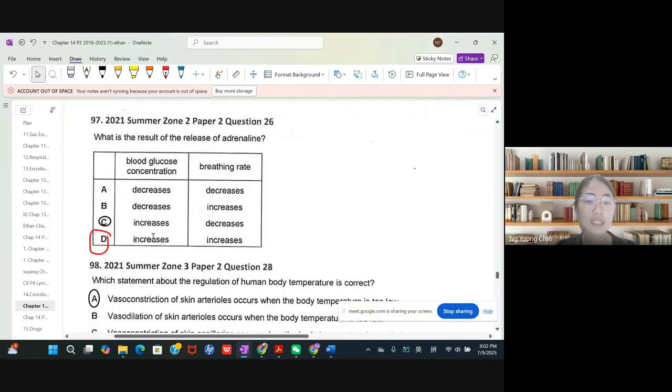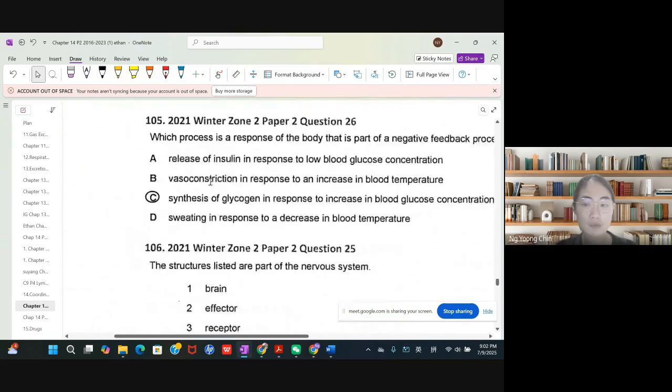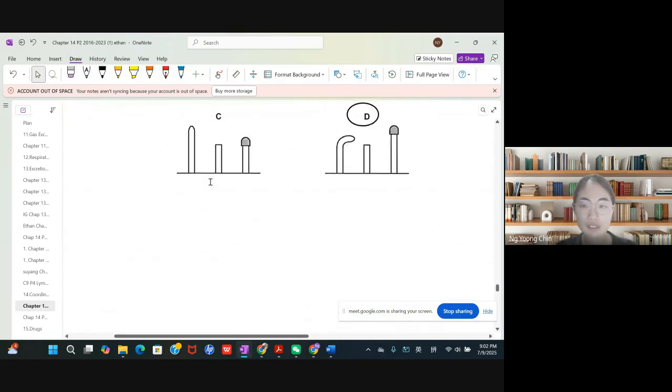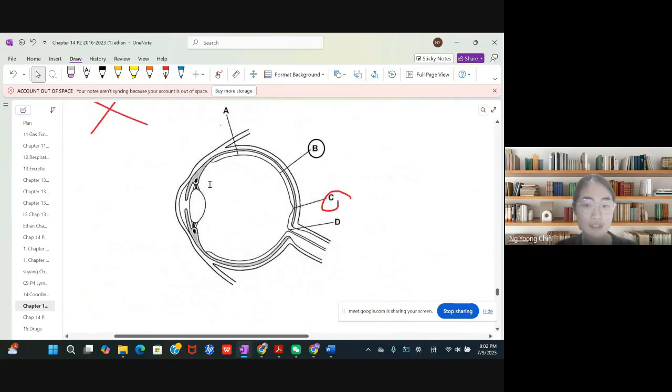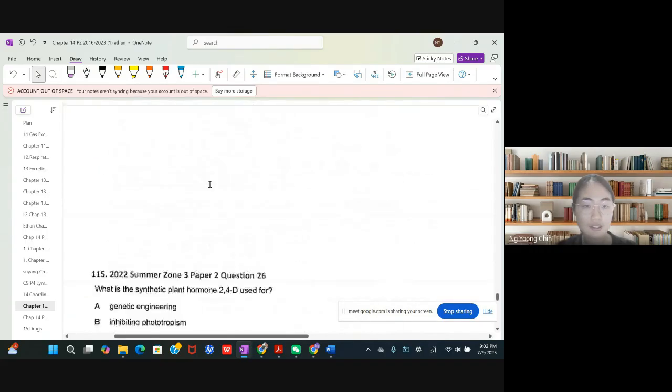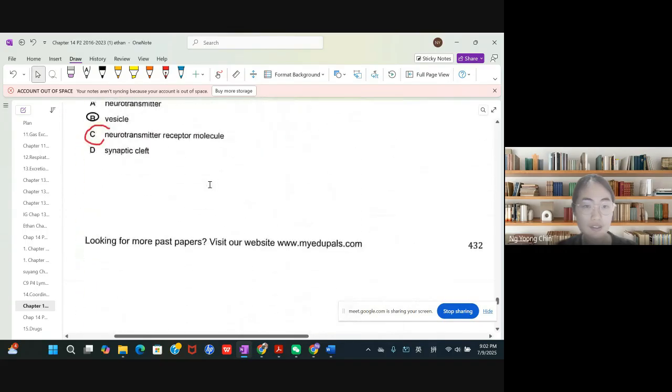Both will increase the blood glucose and the breathing rate for the adrenaline. So I think I'm going to finish it. The other questions are correct, I think. It's just repeating only.